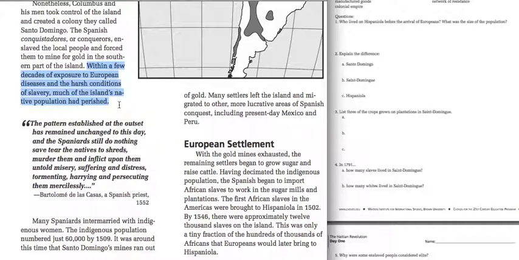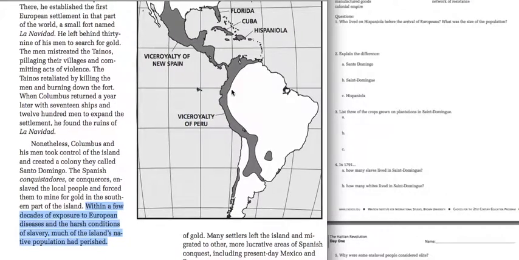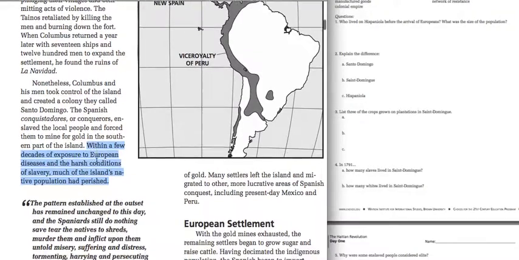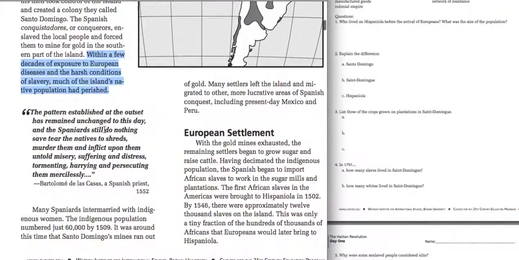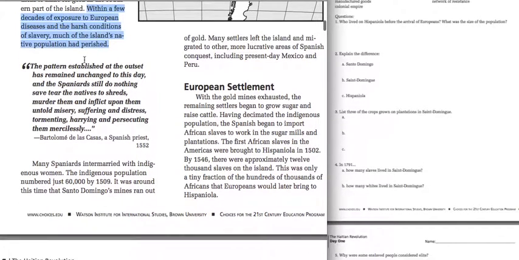And this is an important sentence right here. It says, within a few decades of exposure to European diseases and the harsh conditions of slavery, much of the island's native population had perished. So this happened all throughout South America too when the Europeans started coming over, because these people had never been exposed to the diseases that the Europeans had. So it just devastated their communities and killed most of the population. And then on top of that, it was the harsh conditions of slavery that were just killing off all of these natives, the indigenous population.